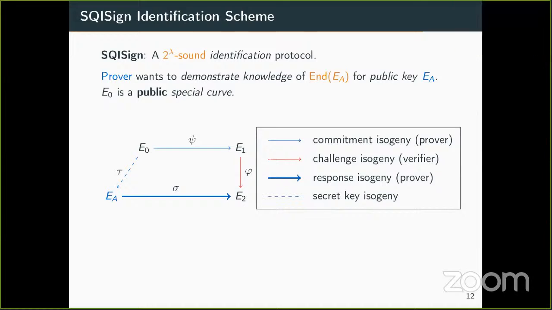Okay, thank you. And can you say what the new assumption is? Is the assumption that finding the endomorphism ring is hard?